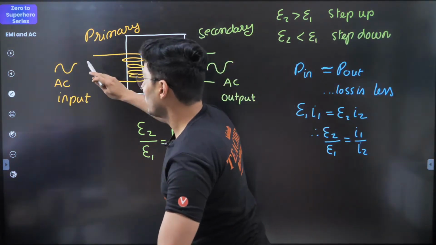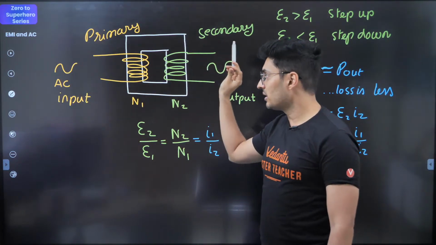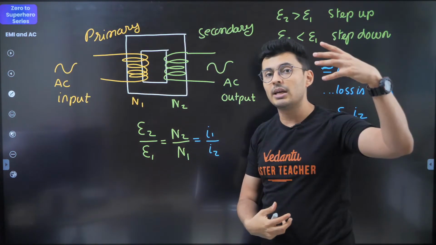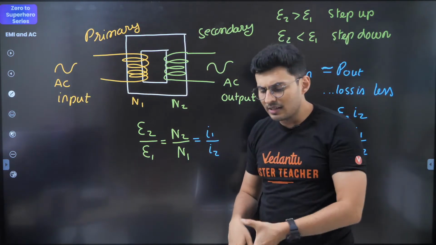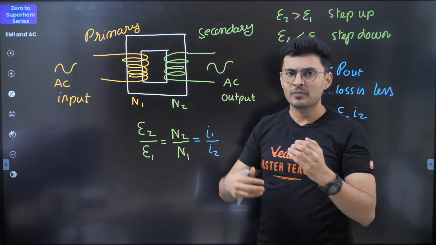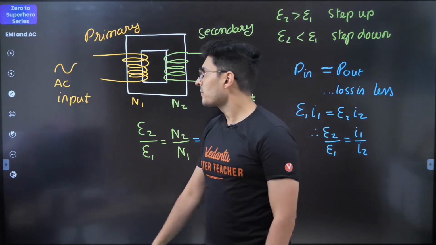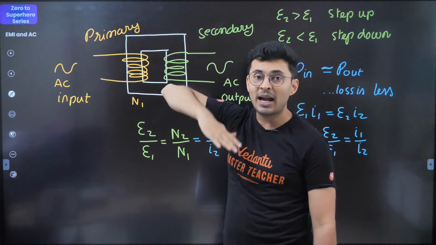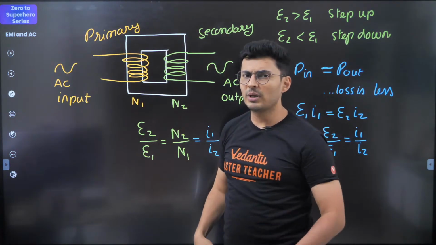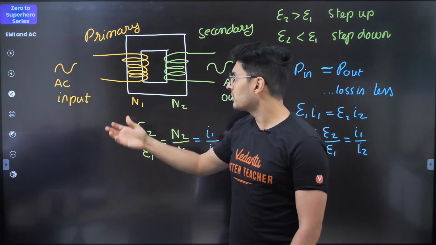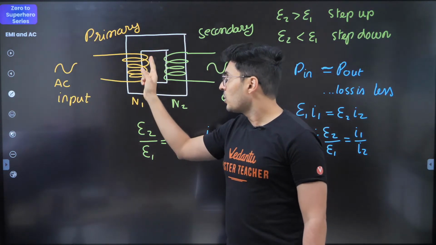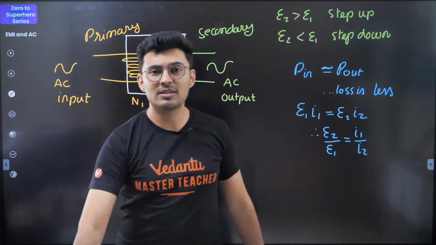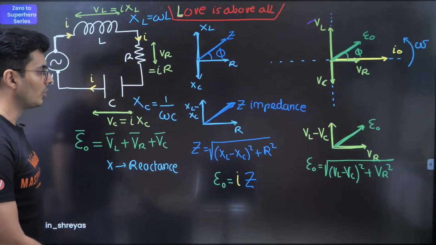A transformer always uses AC input and converts it into AC output. The advantage of a transformer is that you can increase the voltage at the expense of the current, or you can decrease the voltage, again increasing the current. So it's inversely proportional. You would have seen transformers outside the house which convert high voltages back to your normal household voltages of 220 volts or 110 volts. Now, in the transformer you have two sides, the primary and the secondary side, and the entire concept of the transformer is based on mutual inductance, which I just showed you over here.